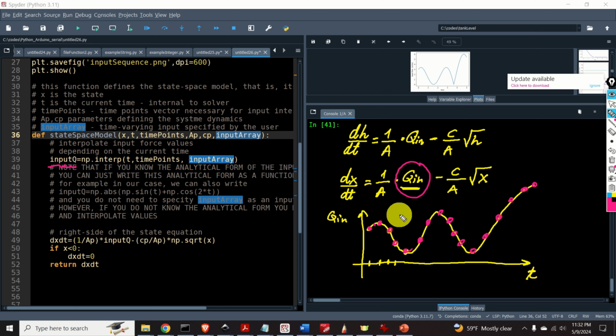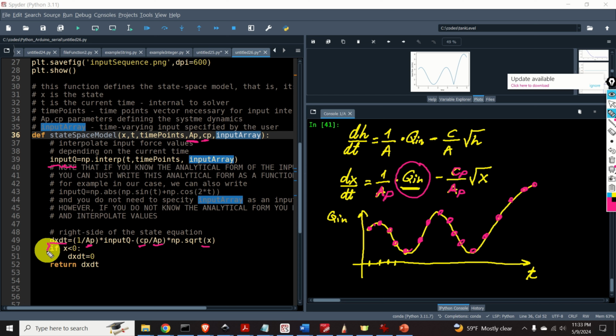We are just interpolating. Then over here, we are simply computing dx over dt, where 1 over A is denoted by AP, and let's change it over here such that you avoid confusion. Here you will have AP, here you have CP, and here you will have AP. And that's precisely what's written over here. Here, the user can specify the arbitrary values of the parameters AP and CP, and that's all.